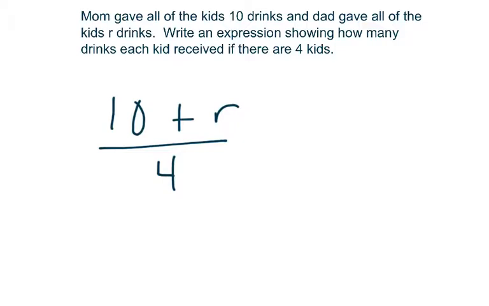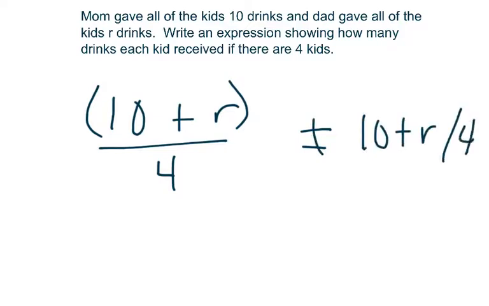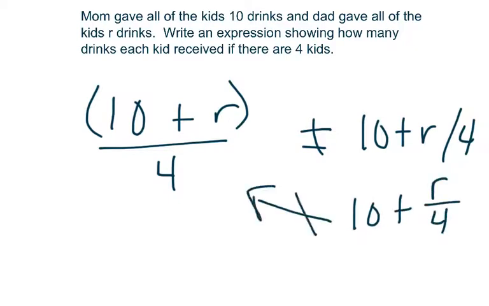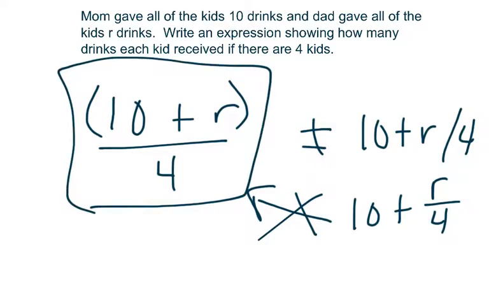Now, this is where, once again, you want to make sure you put parentheses when you have division. So you want to make sure you add these together before you divide them, because this does not equal 10 plus R divided by 4. This is really saying 10 plus R divided by 4, which is not the same. So make sure you have parentheses when you're working with division, especially when it comes to something you're adding and subtracting on top. So this is what your expression should look like.